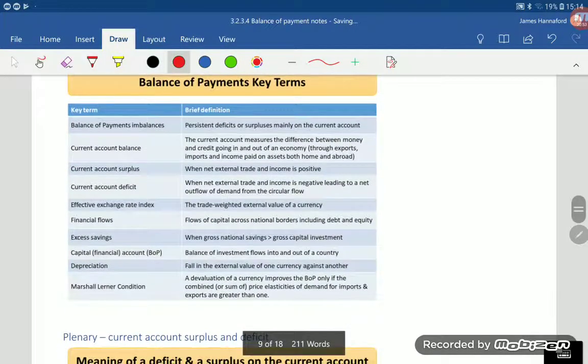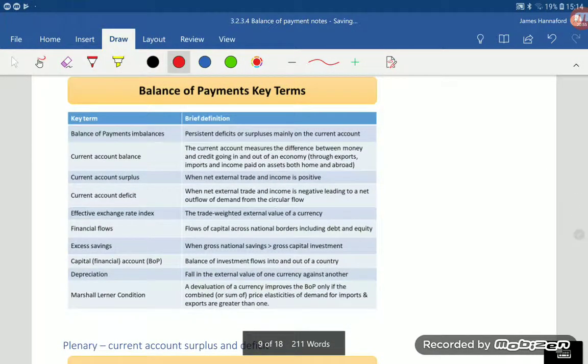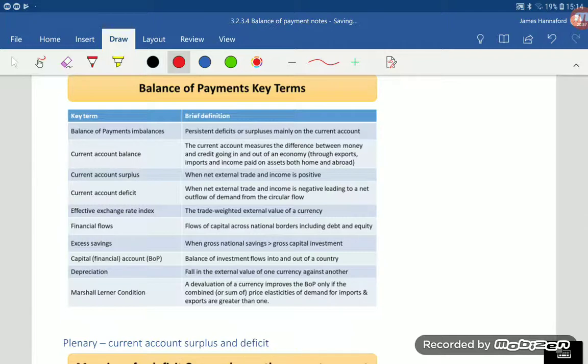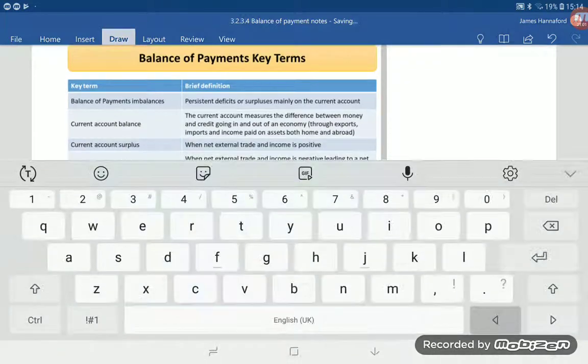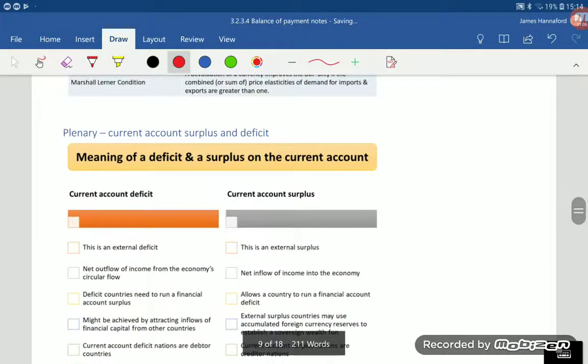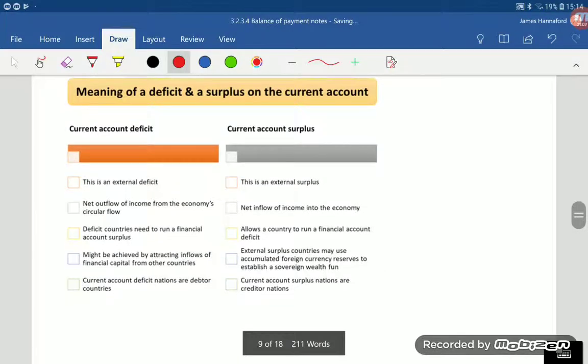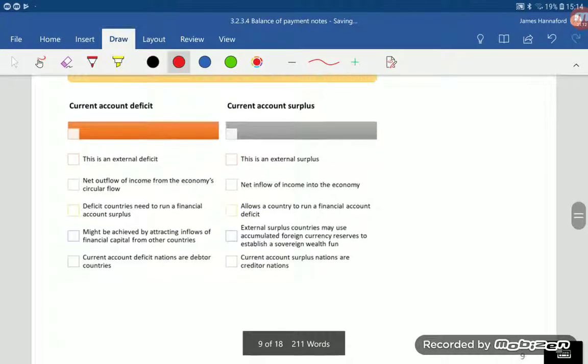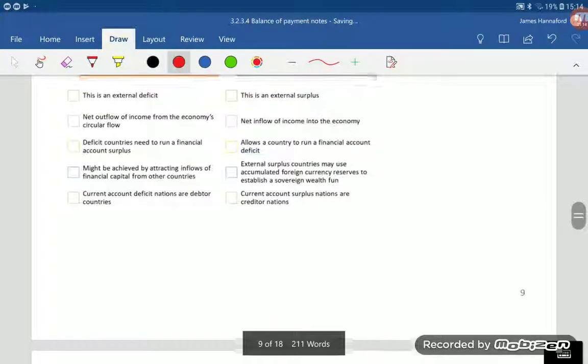So here are some key terms about the balance of payments. Again, pause the video and have a quick look at these, particularly useful terms used. And we've got here the meaning of deficit and surplus on the current account. Well, I think we've discussed that in a fair bit of detail.